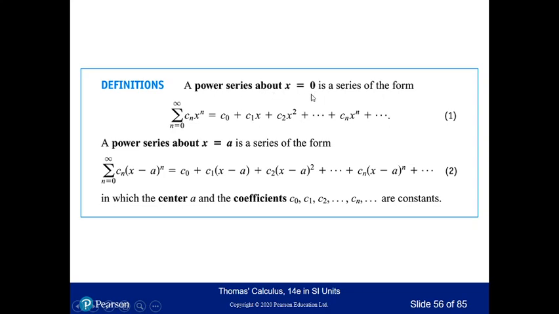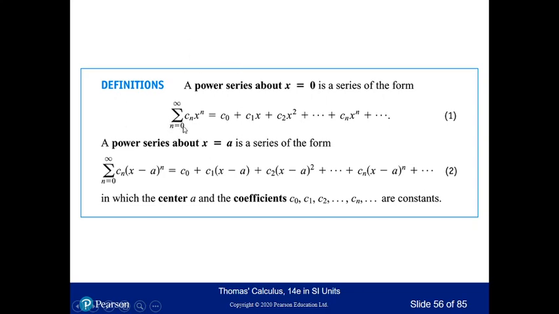A power series about x equal to 0 means the terms are going to look like that, but a power series about x equal to a means the terms are going to be c0 plus c1 (x minus a), c2 (x minus a) squared, plus cn (x minus a) to the n, etc. So that's the difference between the two.